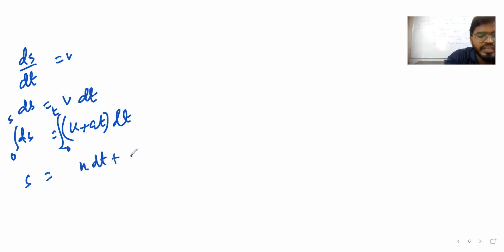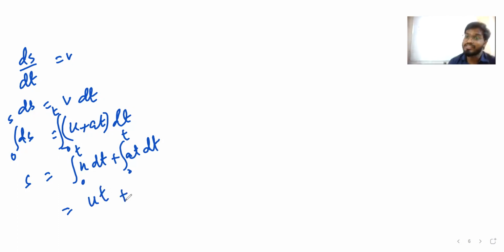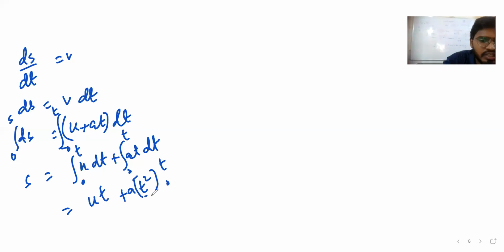Anyway, u dt plus a t dt. From where to where? 0 to t. U is constant anyway, so that will come out. So dt integration is directly u into t only, right? Integration of x dx is x square by 2, so t dt integration is t square by 2. Acceleration will come out, 0 to t. So we can say ut plus half at square.